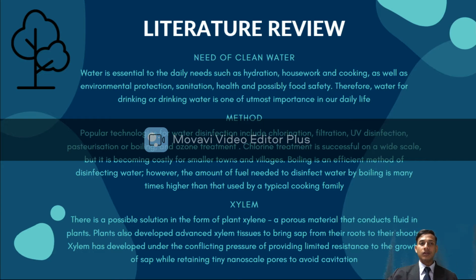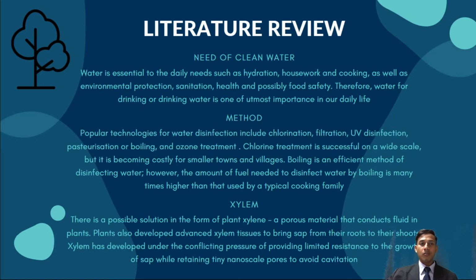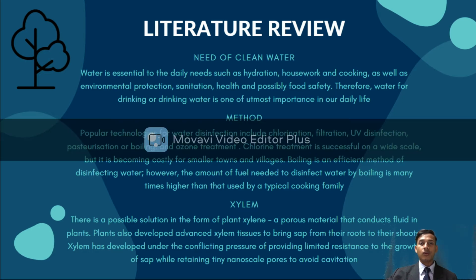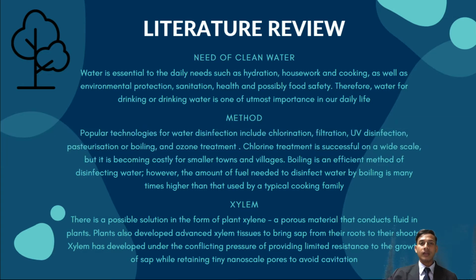In terms of xylem, there is a possible solution in the form of plant xylem, which is a porous material that conducts fluid in plants. Plants develop advanced xylem tissues to bring sap from their roots to their shoots. Xylem has developed under the conflicting pressure of providing limited resistance to the flow of sap while retaining tiny nanoscale pores to avoid cavitation.